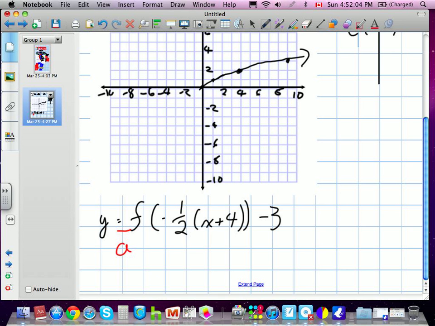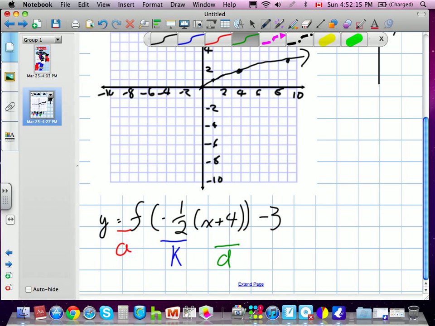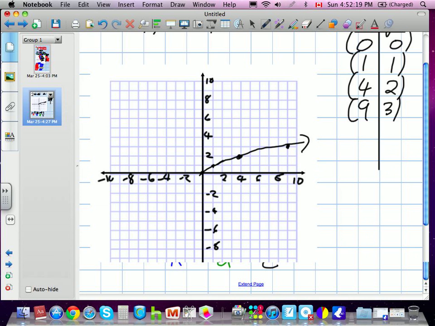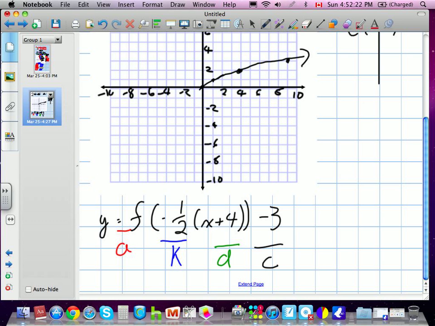Okay, so I'm going to quickly write in our letters here. Here's our a. What's the value of a? Yeah, so it doesn't change anything. Here's our k value, negative 1/2. Our d value is our 4, and our c value is 3. Okay, so because our a is 1, I have to do nothing to this graph. Okay, and what I'm going to do is I'm going to just write the points down again, those coordinates in black here. So I have the coordinate of 0, 0. I have a coordinate of 1, 1. I have a coordinate of 4 and 2.